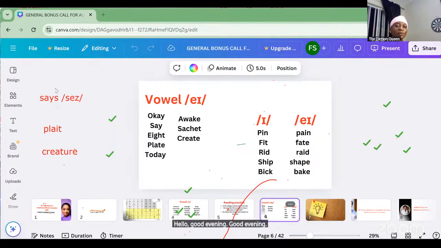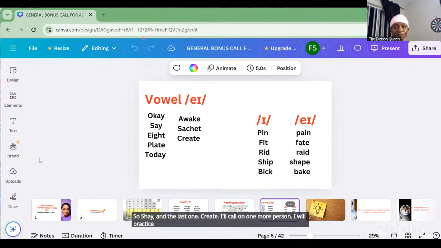Okay. Yes, ma'am. Please pronounce the words. Say. Plate. Today. Awake, not awake. Close your mouth and say awake. Awake. Sachet, yes, shay, not shay. Sachet. And the last one, create. Create. I'll call up one more person and we'll practice the last set of words.